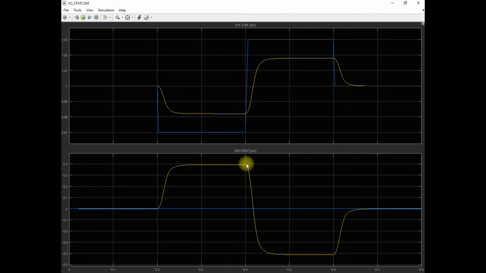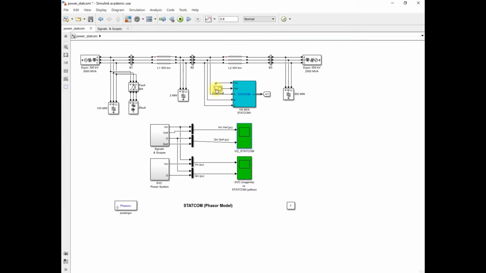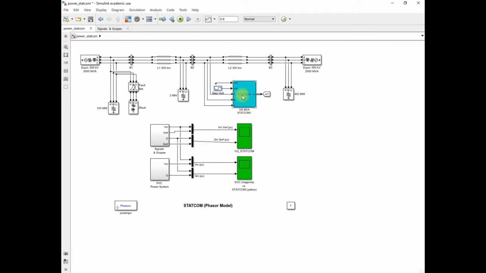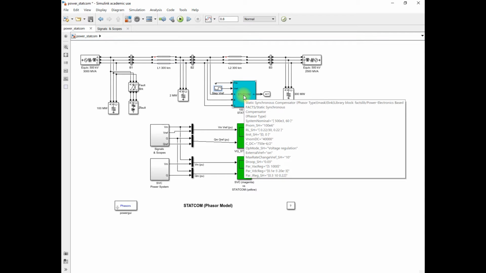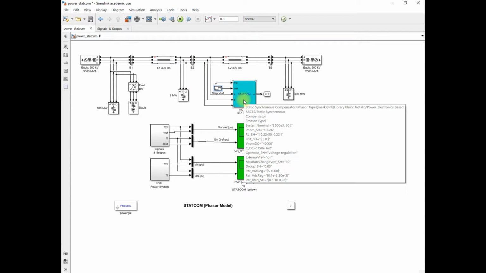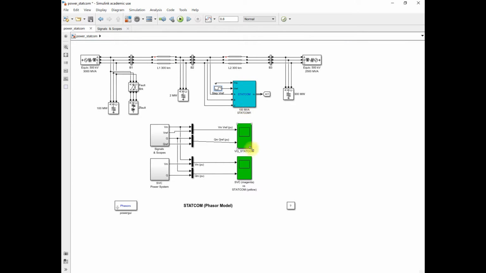Now at 0.4 seconds, the voltage drastically increases from 0.97 to 1.03, because we set the V reference at 0.4 seconds to 1.03. You can see in this block at 0.4 seconds we set V reference 1.03. So now the STATCOM tries to maintain the voltage at bus B2 near 1.03. For that, it requires the injection of reactive power.